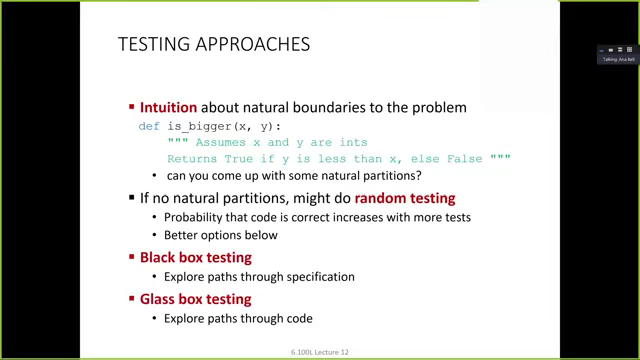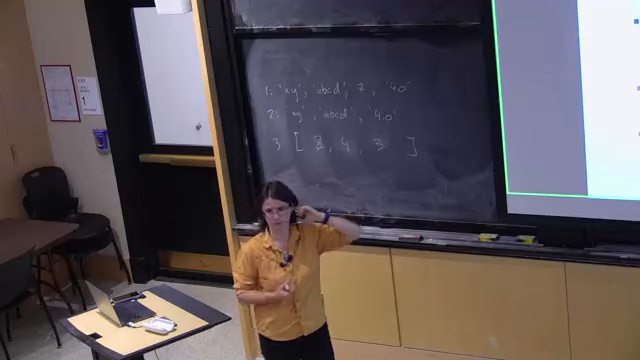What are some actual testing approaches? How do you actually create these test cases to run your code with? I guess the most natural way to write a test case is just intuition about the problem. So given a docstring, what are going to be some natural boundaries, some natural values of x and y for which you'd test this code? You guys tell me. What are some values that we could test this code with?